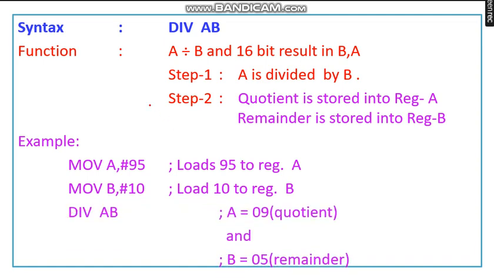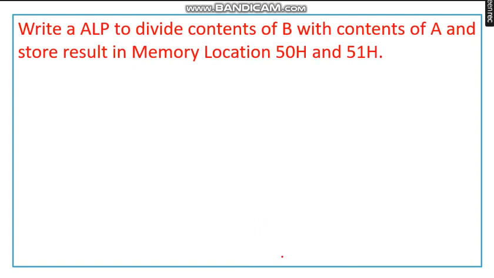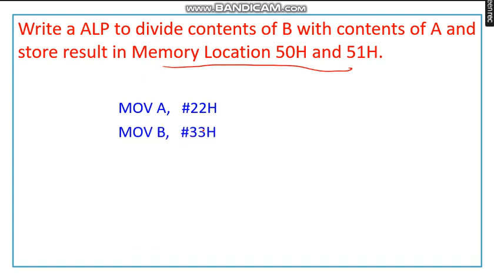So here you can see, suppose in A we have data say 95, in B we have data 10. It will do division, and after that it will store in A the quotient, that is 9, and in B it will store the remainder, that is 05. So you can have a program here that divides the content of A by the content of B and stores the result in location 50H and 51H. See here, in A we have data 22H, in B we have data 33H. We are doing a division, so DIV AB.